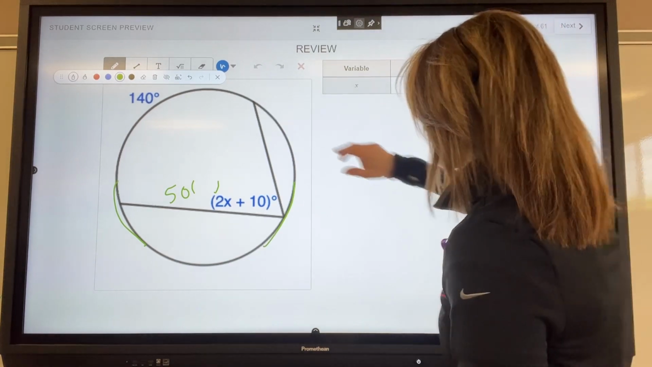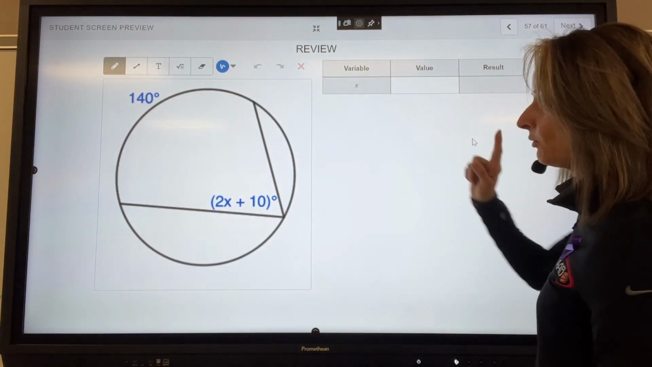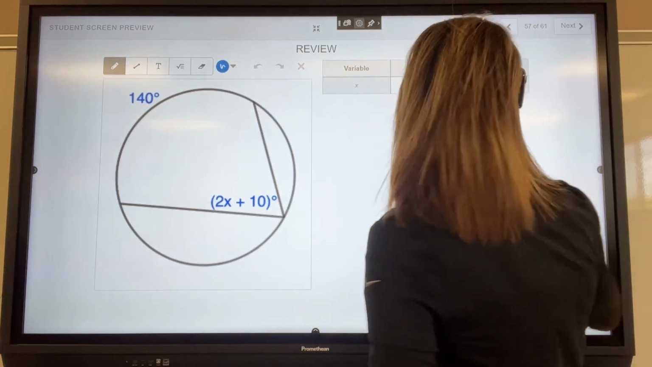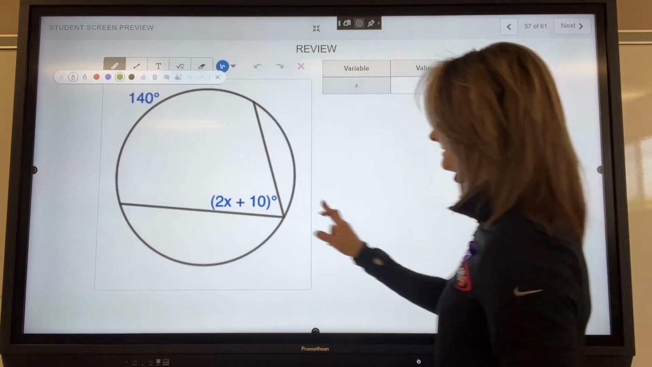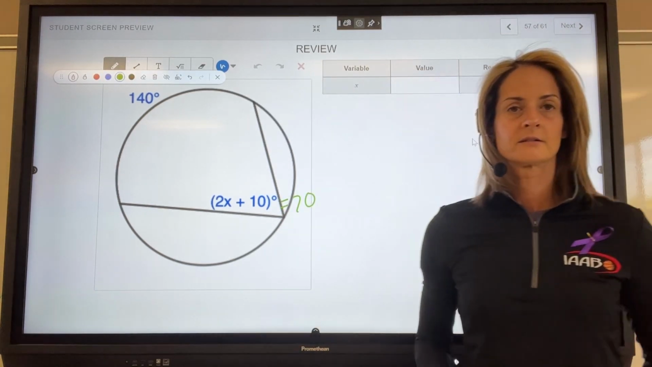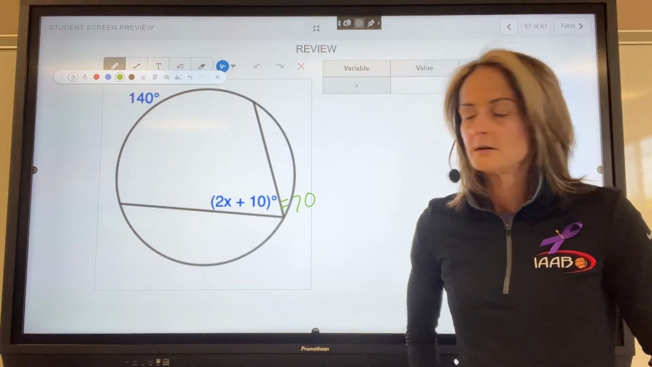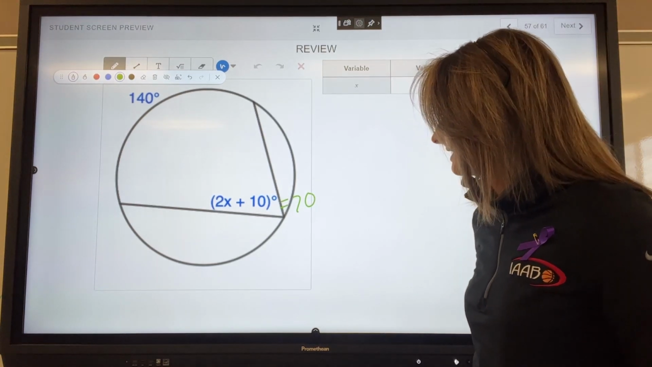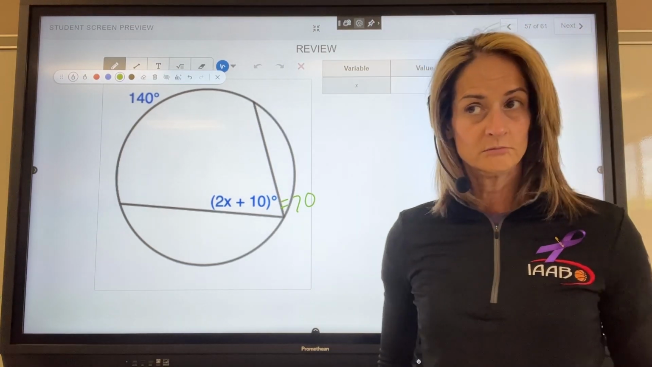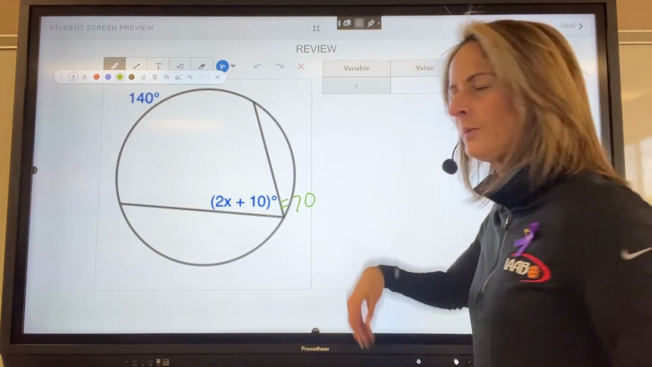We did a problem just like this one a few slides ago. Cut the 140 in half, that's 70, right? 2x plus 10 equals 70. Solve for x, and what do you get? 30. Yeah, because if you subtract 10, you get 60 and then divide by 2. Good? Yeah. How are we doing? I feel like we're doing well.